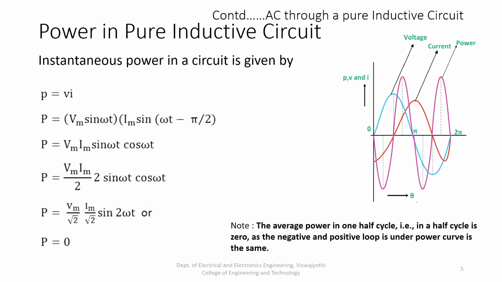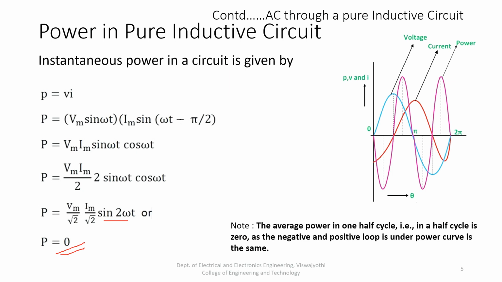That is, power P equals Vm Im sin omega t cos omega t. Rearranging this expression, power can be written as P equals Vm by root 2 times Im by root 2 times sin 2 omega t. Now, for one complete cycle, the average of sin 2 omega t is 0, and hence the power in a pure inductive circuit is 0.